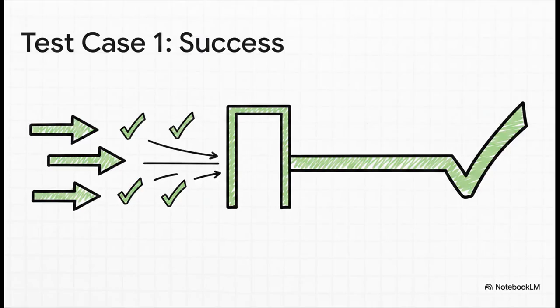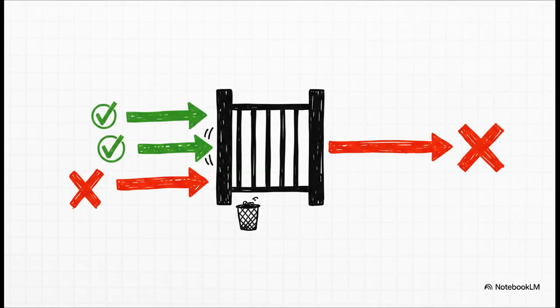First up, the happy path. This is the easy one, right? It's our baseline. All 3 services respond, they respond quickly, and they respond with good data. The barrier just waits, collects all 3 results, and passes them along. Everything just works. Beautiful.